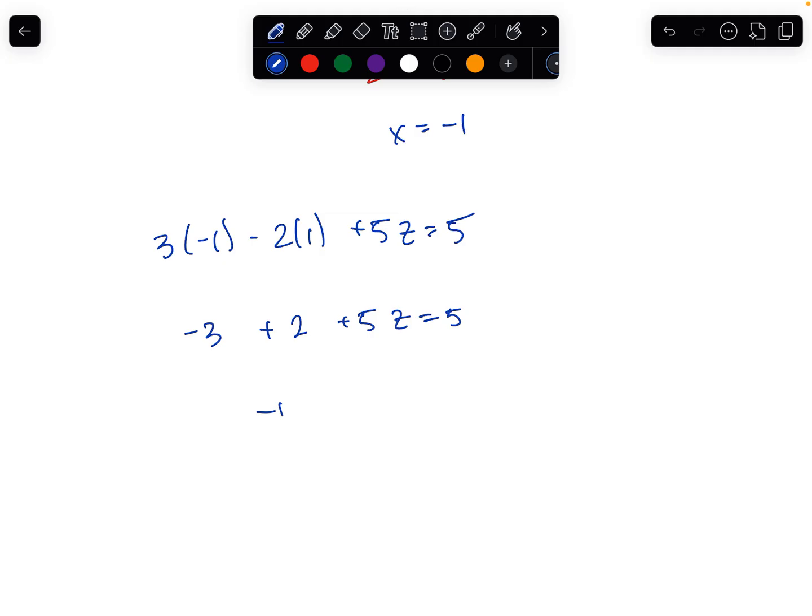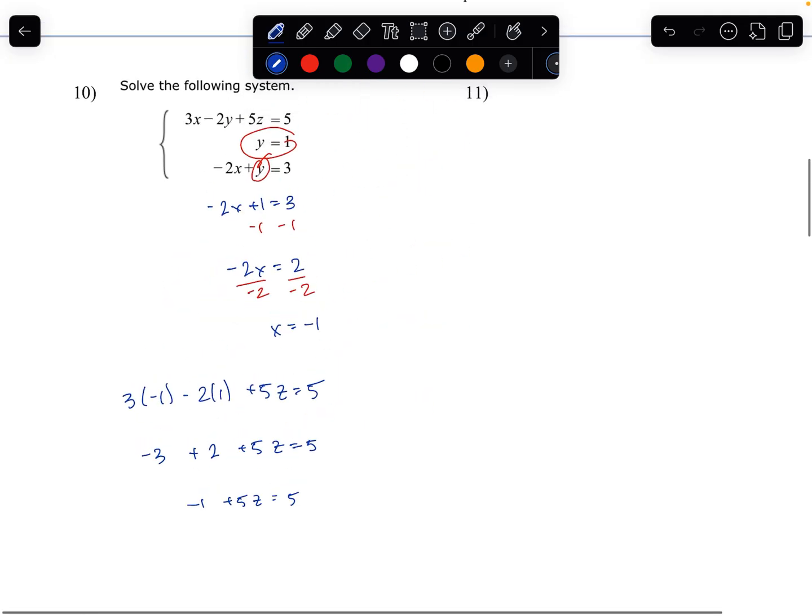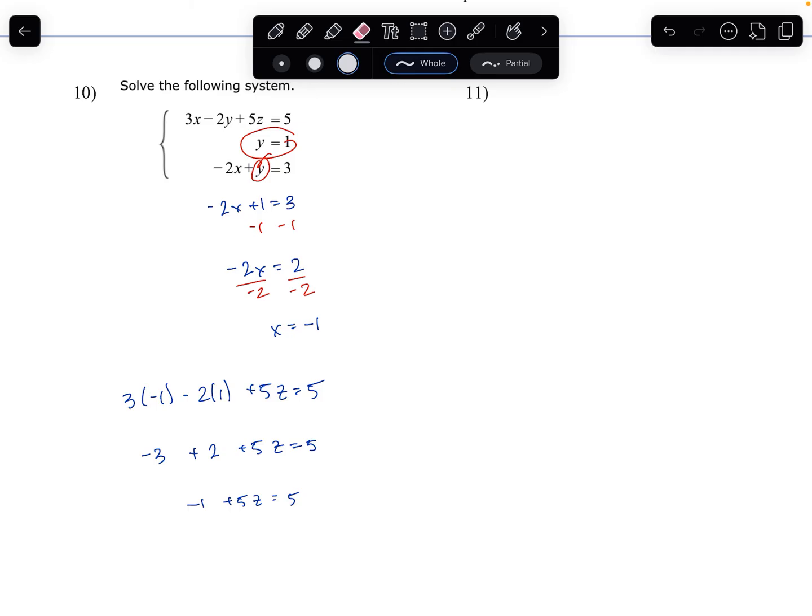Right? Plus 5z is going to be equal to 5. I feel like I'm doing something wrong here. y is equal to 1, x is equal to negative 1. That's equal to 5. One second, something smells fishy here.